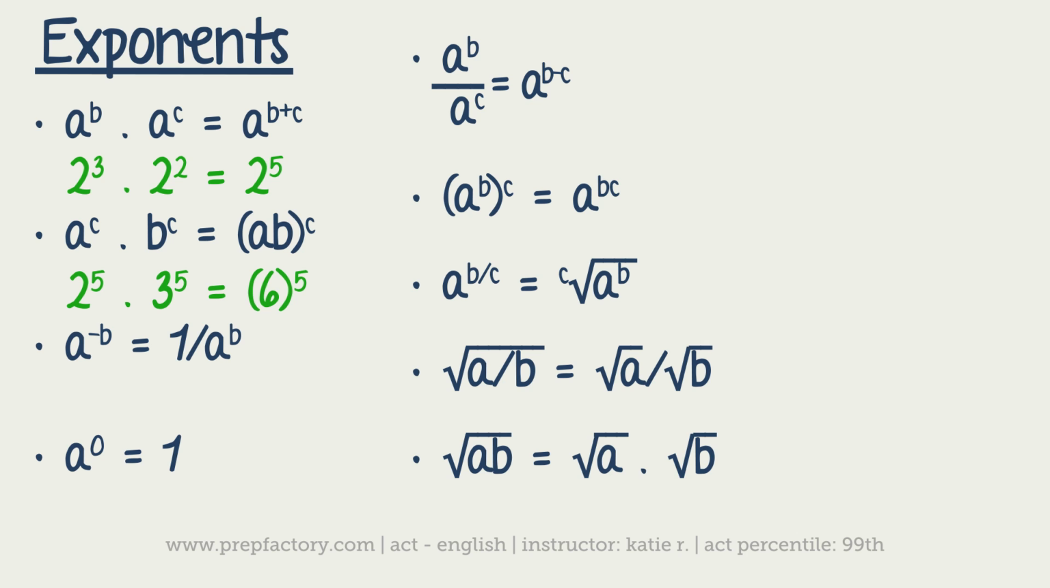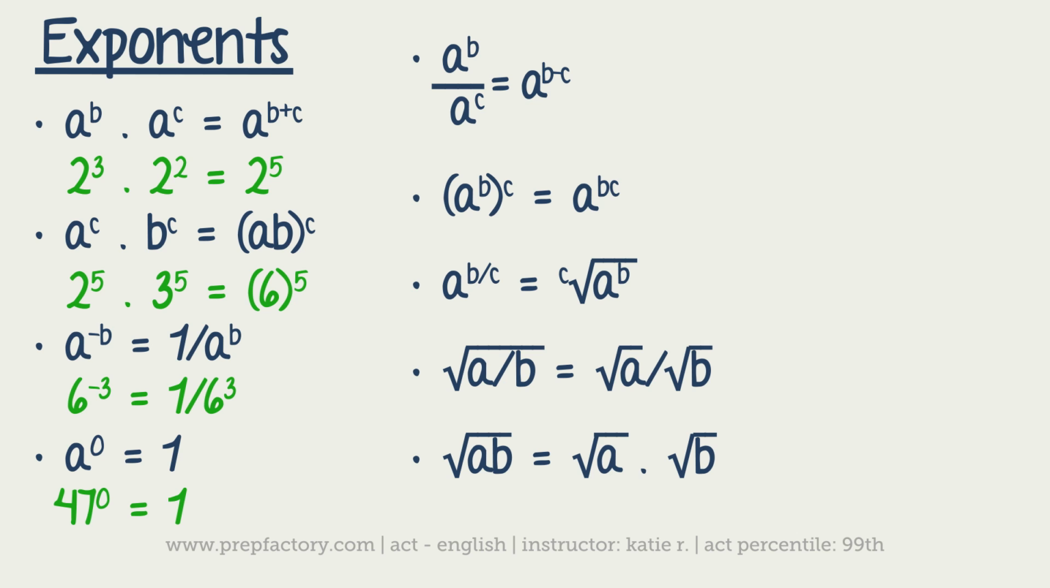So our next one is a to the negative b, sorry, not a 6, it's a b, equals 1 over a to the b. So if I had 6 to the negative 3, then that would equal 1 over 6 cubed. And then our next one is a to the 0 equals 1. There's no example for that because no matter what it is, it's 1. So I could have like 47 to the 0, and that's going to equal 1. No matter what that number is, it's always going to equal 1.